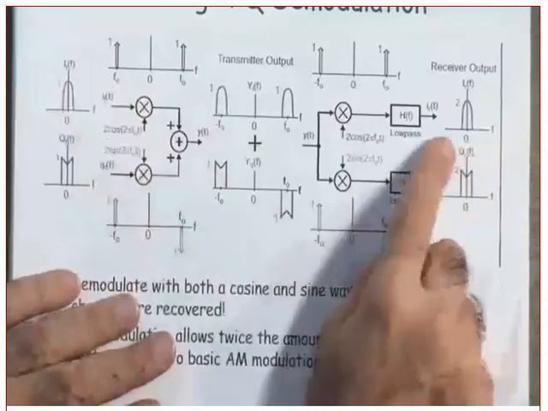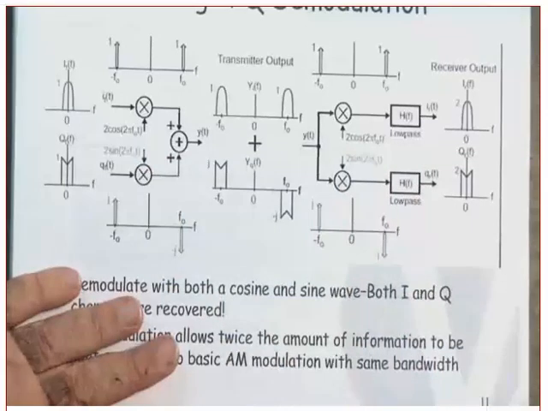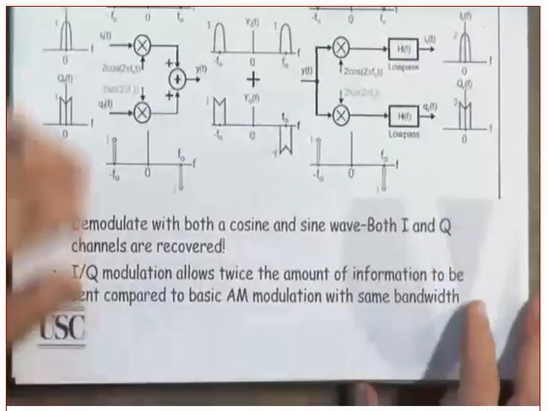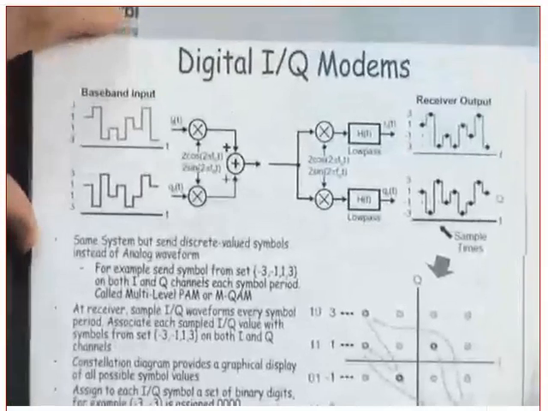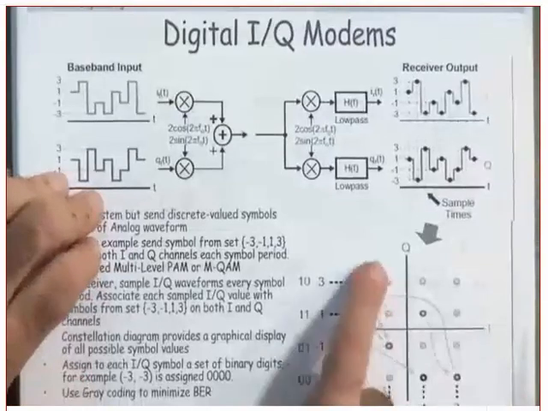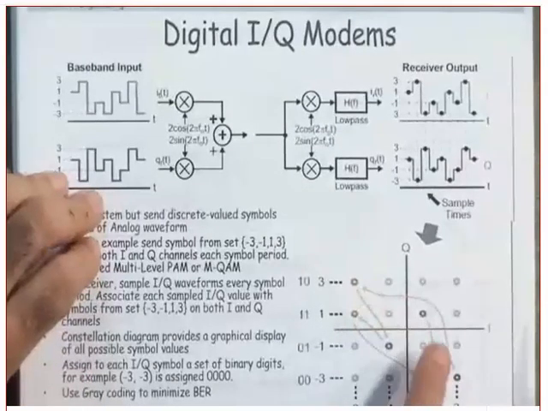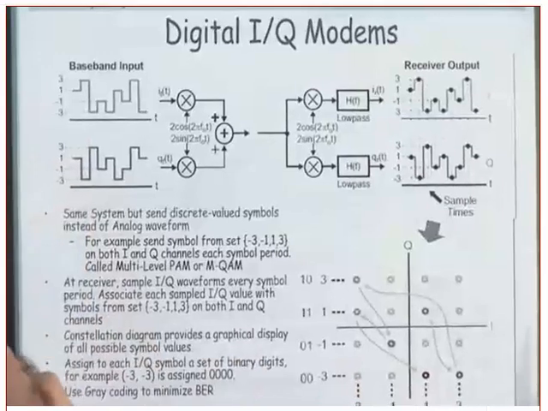Yes or no? I'm going to recover the I channel, and I'm going to recover the what? The Q channel. Clear? Okay, good. Now, let's look at the other one. What did I do? Digital IQ. The digital IQ modulators. And that will get us to the what? To the concept of signal constellation.